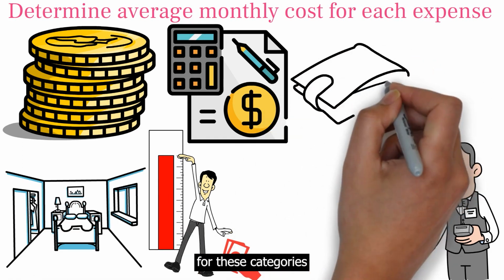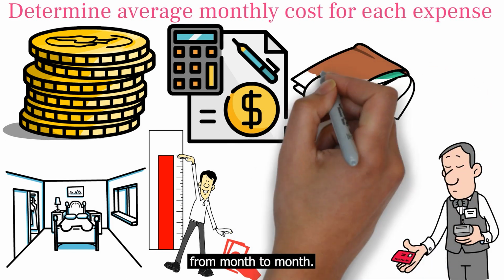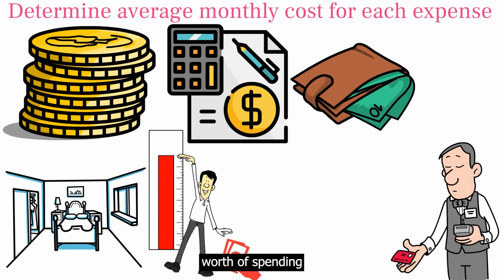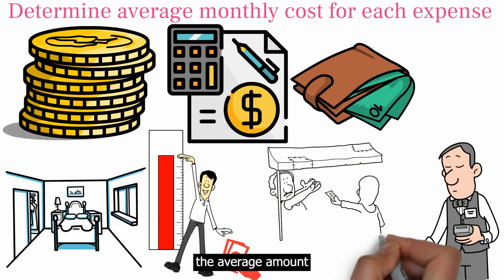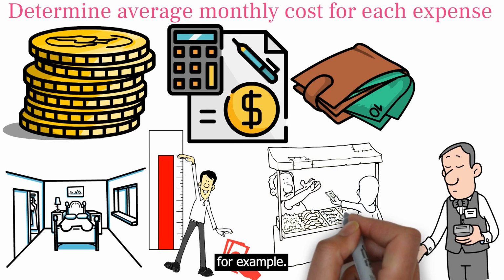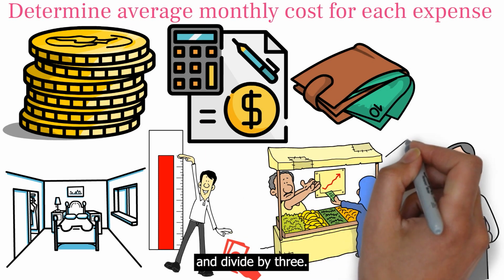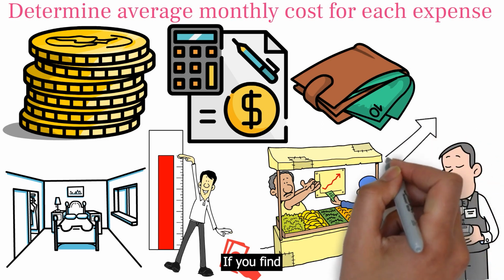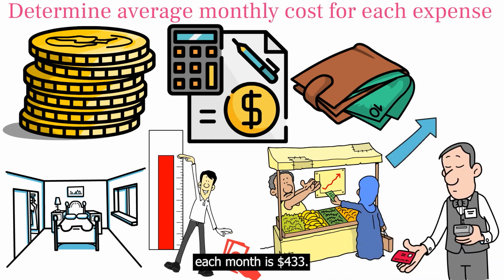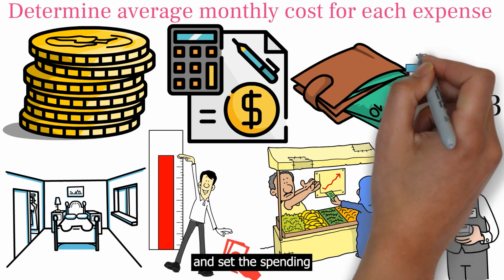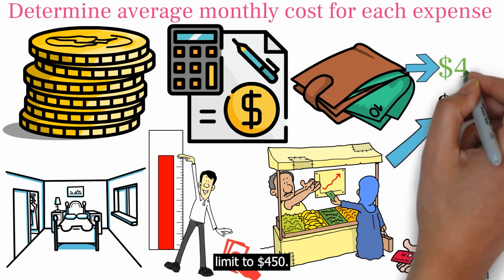For these categories and anywhere your spending changes from month to month, determine the average monthly cost by looking at 3 months' worth of spending. To calculate the average amount you spend on groceries, for example, add all of your grocery spending during the past 3 months and divide by 3. If you find that the average you spend on groceries each month is $433, you may want to round up and set the spending limit to $450.